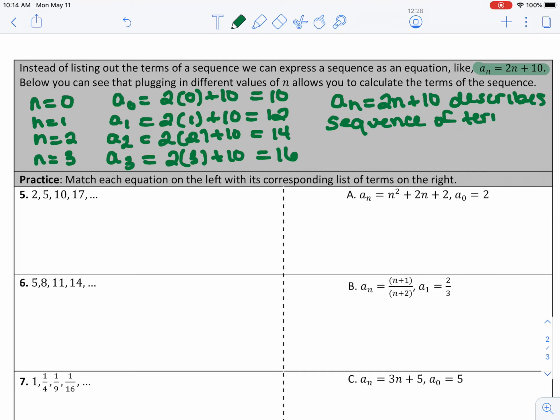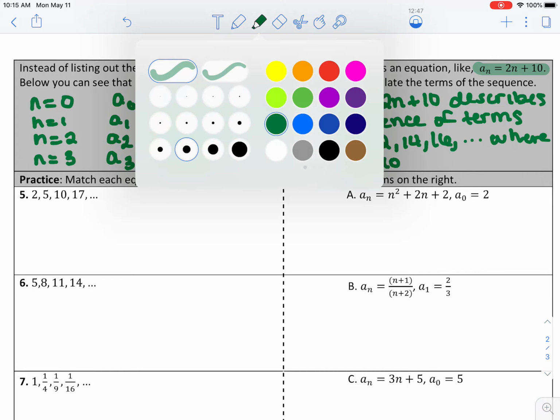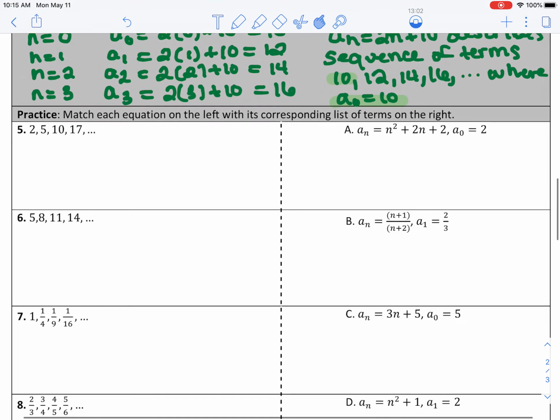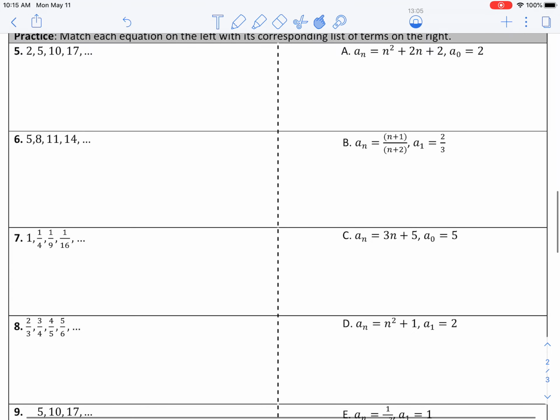of terms 10, 12, 14, 16, dot, dot, dot, right? It doesn't tell me that I'm going to end at any point, where a sub 0 equals 10. And it's really important to communicate that starting point, right? It's important for us to know, did 10 come from plugging in n equals 0, or did 10 come from plugging in n equals 1? Okay, so the next part of this is to practice matching these sequences and their equations, okay?